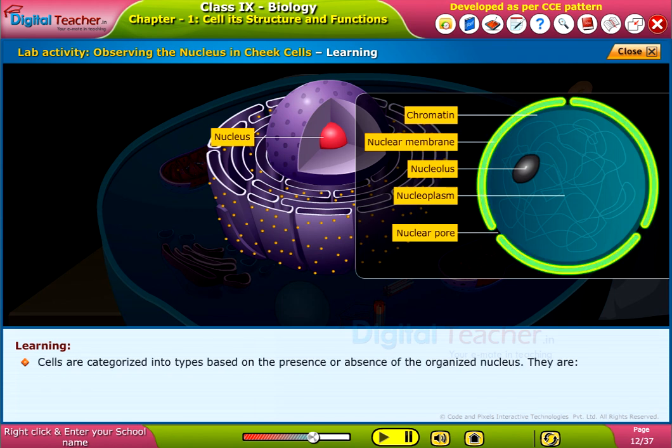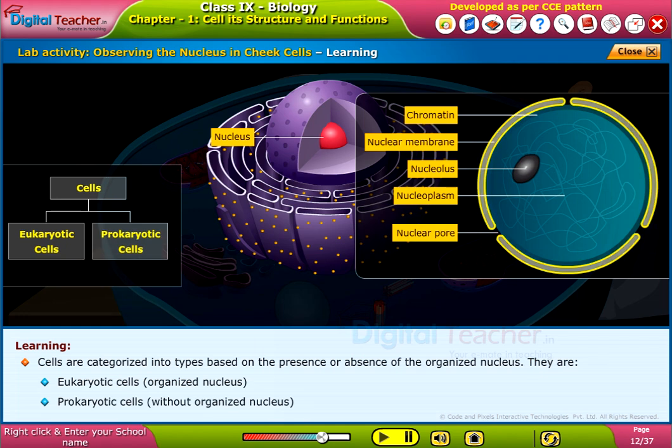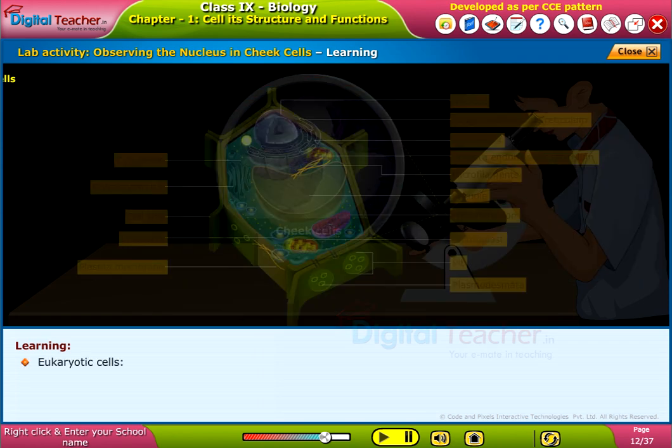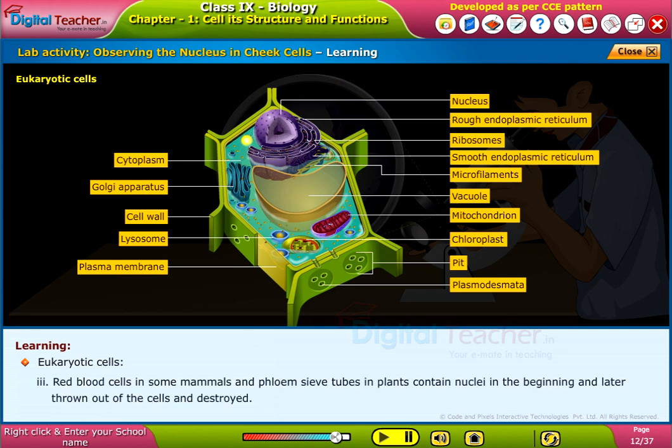Cells are categorized into types based on the presence or absence of the organized nucleus. They are eukaryotic cells, with an organized nucleus, and prokaryotic cells, without an organized nucleus. Eukaryotic cells contain a membrane-bounded nucleus. Almost all the eukaryotic cells have a nucleus. Red blood cells in some mammals and phloem sieve tubes in plants contain nuclei in the beginning and later they are thrown out of the cells and destroyed.